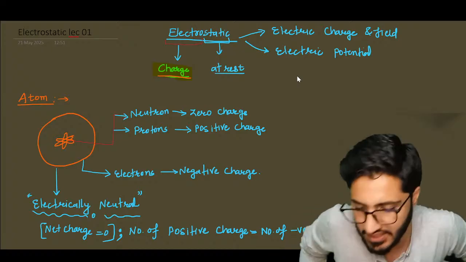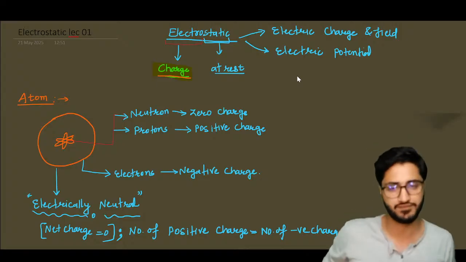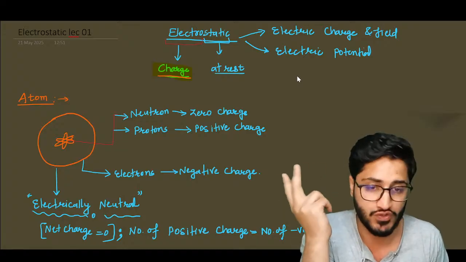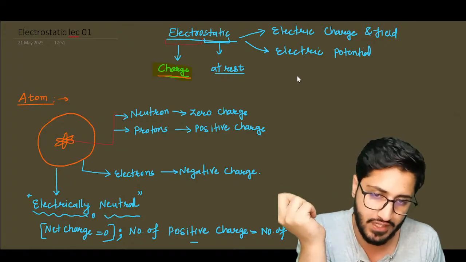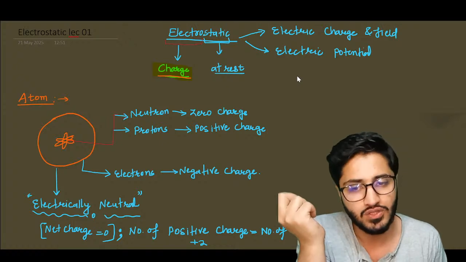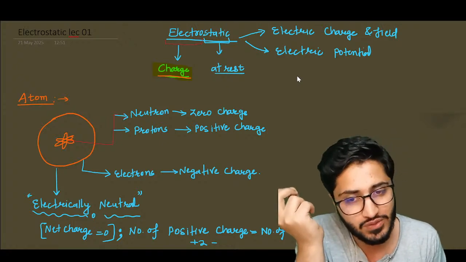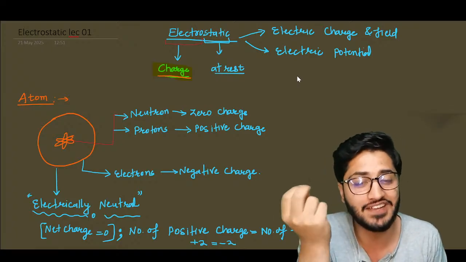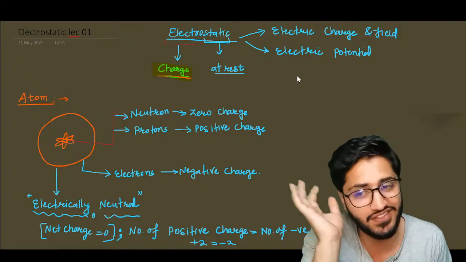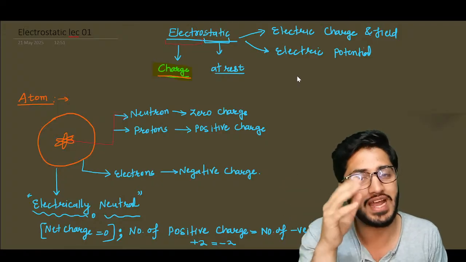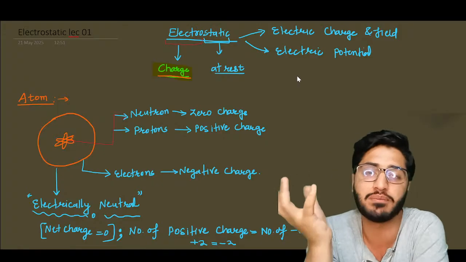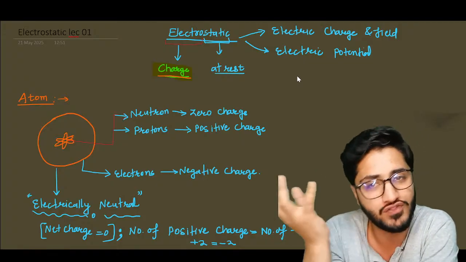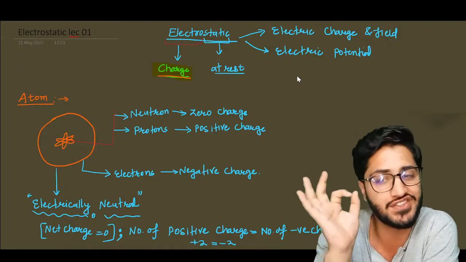Number of positive charge is equal to number of negative charge. Suppose this atom carries two positive charges, plus 2 charge. If it is electrically neutral, then plus 2 is equal to minus 2. So what is the net effect? The net effect is 0. So an atom is electrically neutral means the number of protons is equal to the number of electrons. Positive equals negative, so net charge is 0.